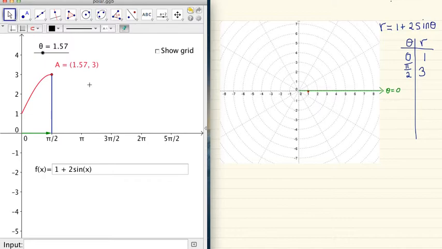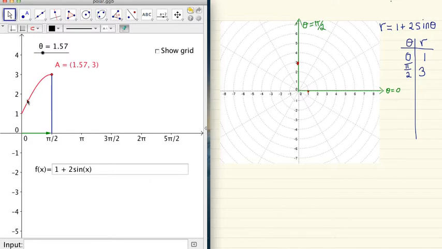On my graph, theta equals pi over 2 corresponds to the positive y-axis. This is theta equals pi over 2. And r equals 3 means that I should go 3 units along that axis, so that would put me here.